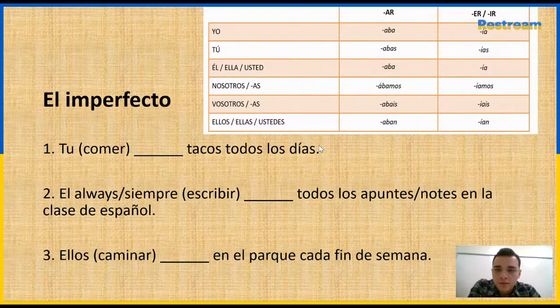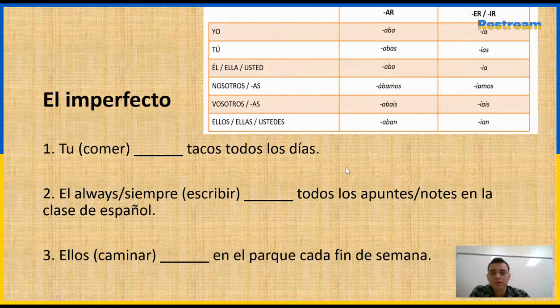Okay, so now that everyone's done, it's been 5 minutes, so let's review the answers. Or let's review the sentences. The first sentence is tú comer tacos todos los días. So we know we have the subject pronoun tú, we have the verb comer, and the verb ending is er. If we look at our chart, we have tú, and our verb ending is er. So the correct verb ending would be ías. So it would be tú comías tacos todos los días.